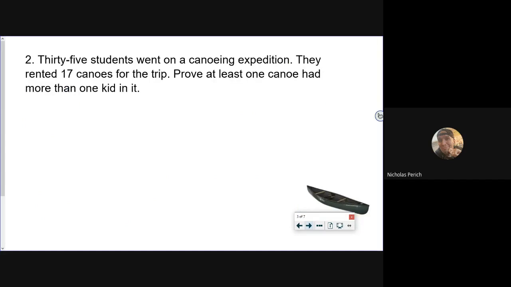35 students went on a canoeing expedition. They rented 17 canoes for the trip. Prove at least one canoe had more than one kid in it. Oh, a canoe. That's what that picture is. It's a canoe.